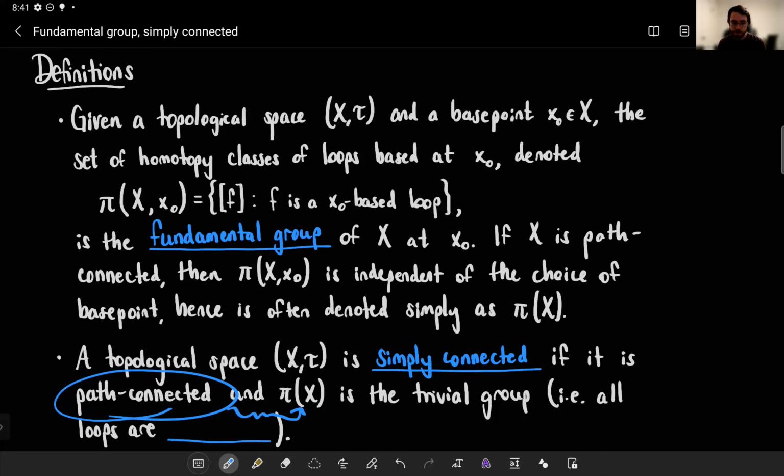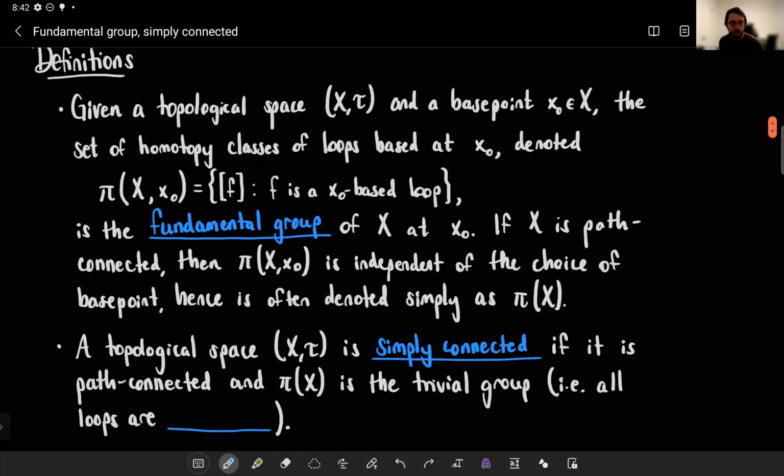But yeah, so you can write pi of X to mean the fundamental group, and we want this to be trivial. Okay, what do I mean by trivial? You'll have to wait and see. If you're used to abstract algebra, the trivial group is just the group with only the identity in it. But again, we haven't defined what the identity homotopy class is. But we'll get there. And I'll mention one other thing. What does it mean for the fundamental group to be trivial? It means this. It means all loops are contractible.